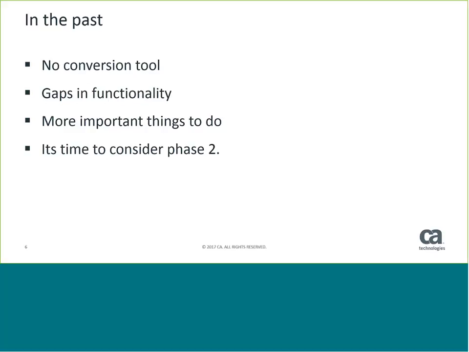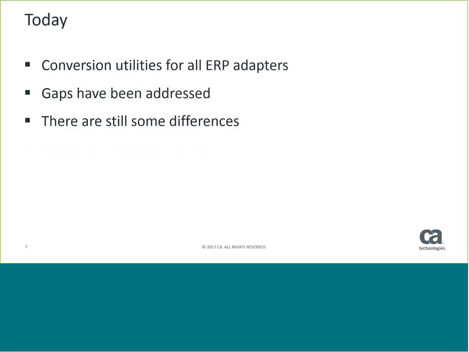Now there are clients who have made this move already, are successfully running with the plugin, so we want to do as much as we can to help you get to the new agent, because there are some advantages, and we'll talk a little bit about that. So basically, it's time to consider phase 2 of your upgrade to 11.3.5, 6, service pack, whatever, and utilizing the new agent. Okay. So we now have a conversion utility for all three of the adapters. So we have one for SAP, we have one for Oracle, and one for PeopleSoft. And the majority of the gaps have been addressed.